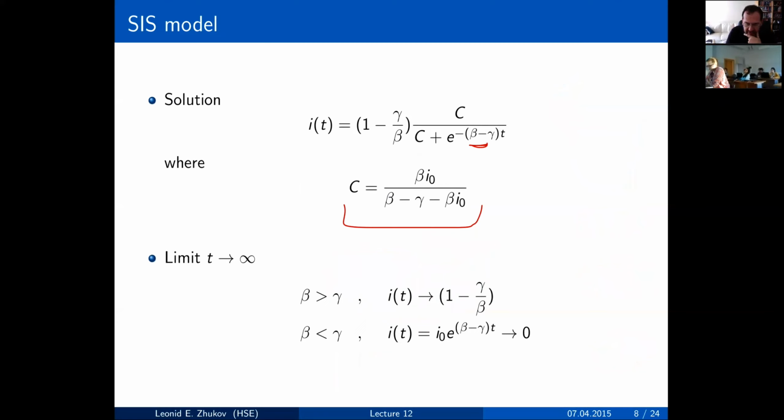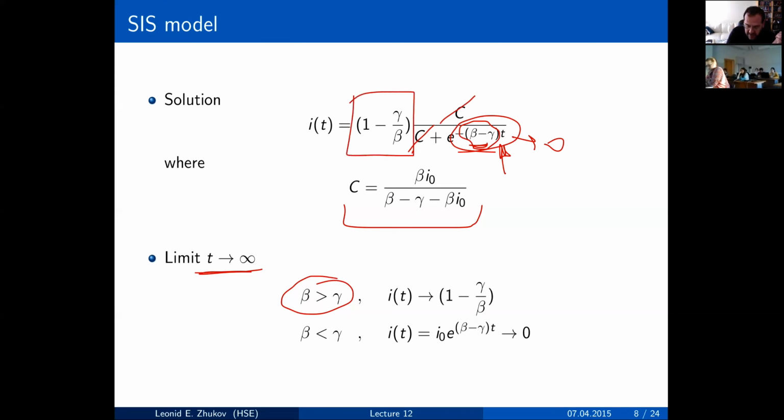So what do we have here? Let's analyze. We're going to look at long times and see what happens with this equation. If beta is greater than gamma, say here beta is greater than gamma, what we have is the following. This is a positive number, there is a minus in front of it, and time t. So when t becomes very large, this goes to 0, and we get c over c, which cancels out, and then what's left is just this coefficient.